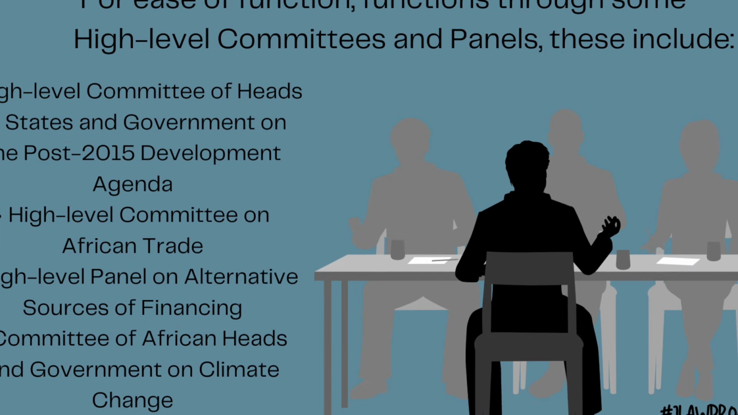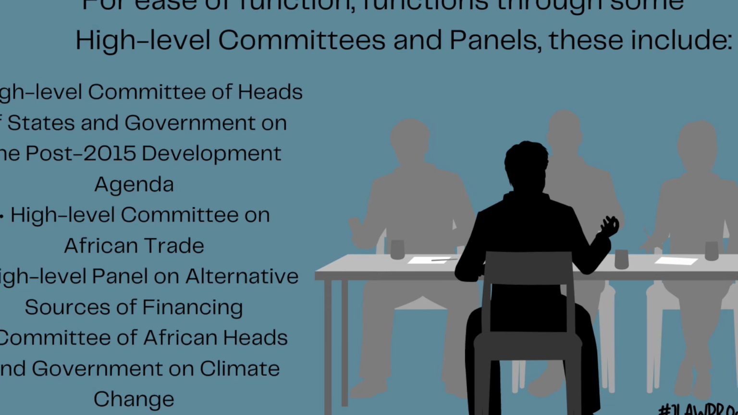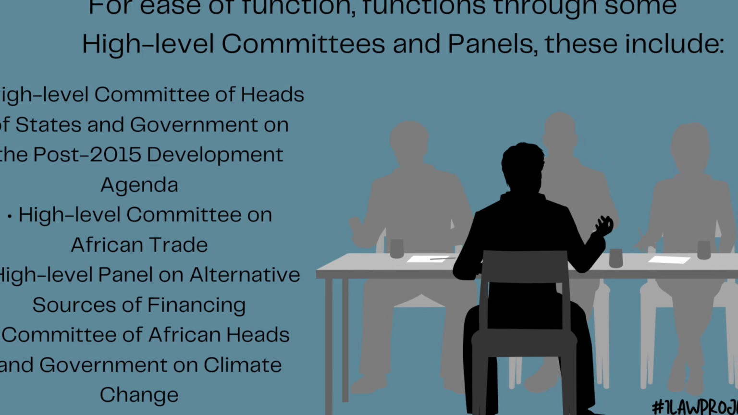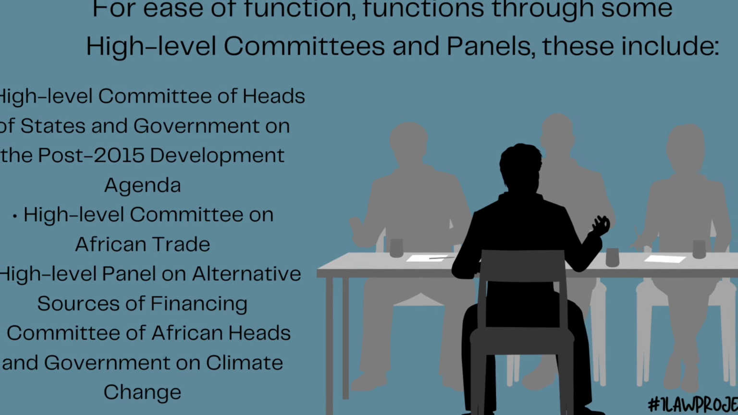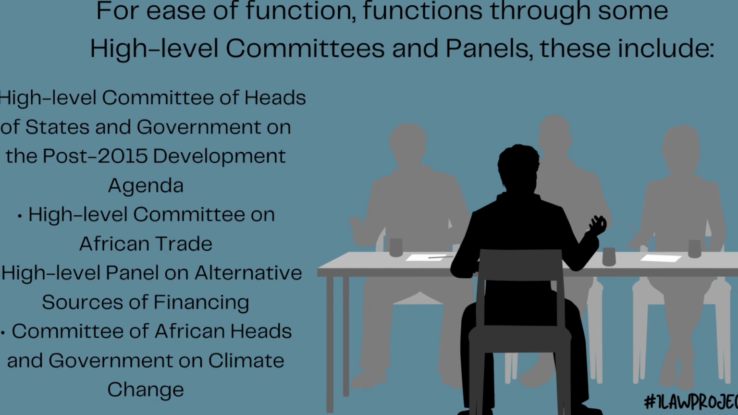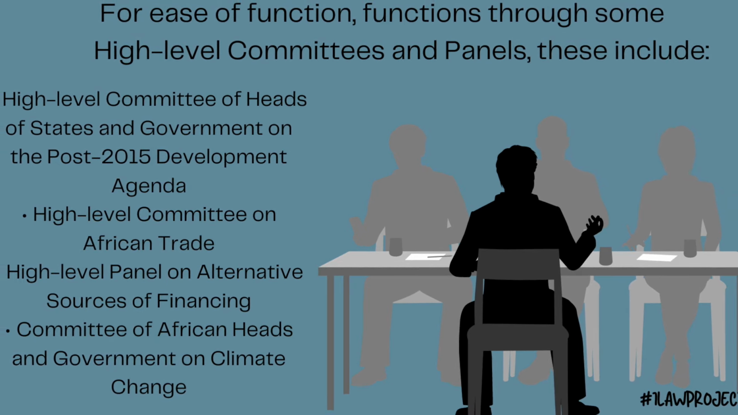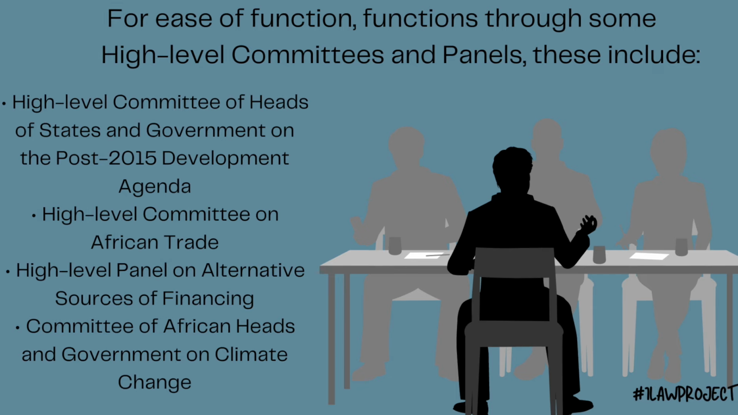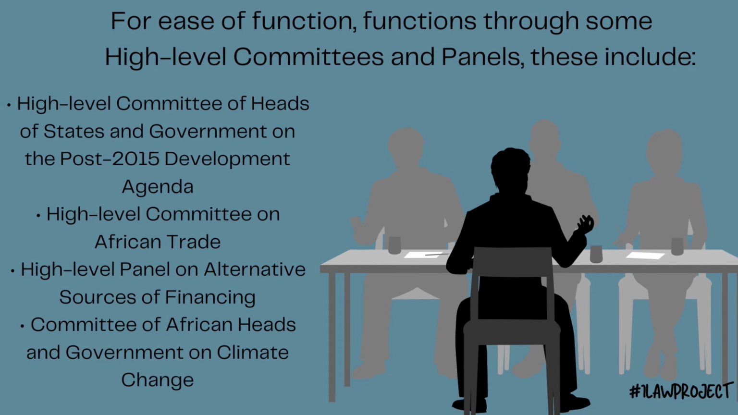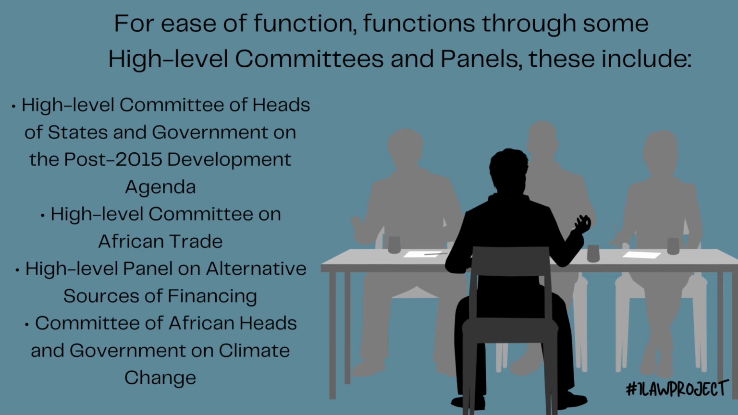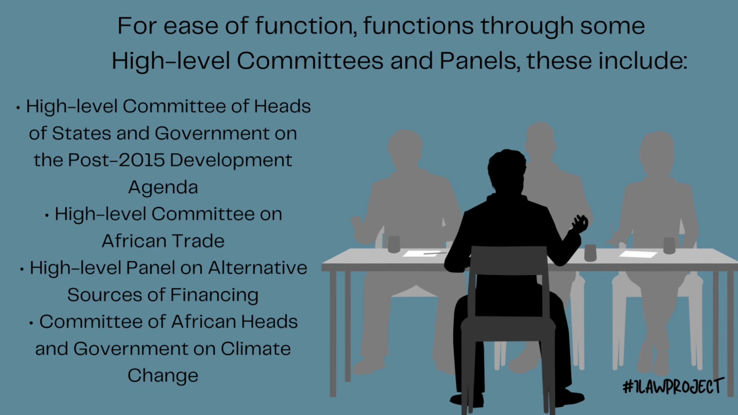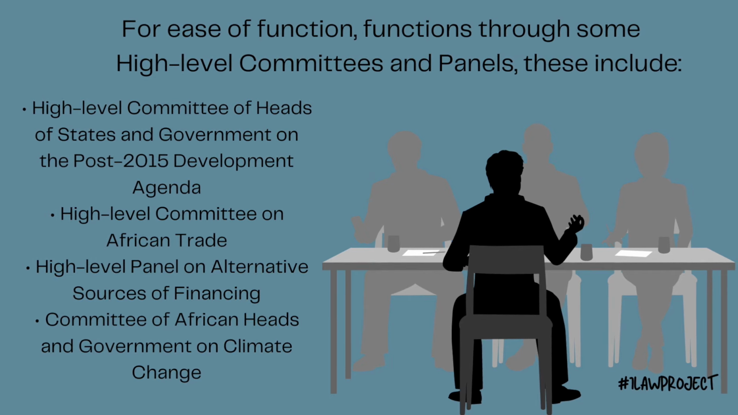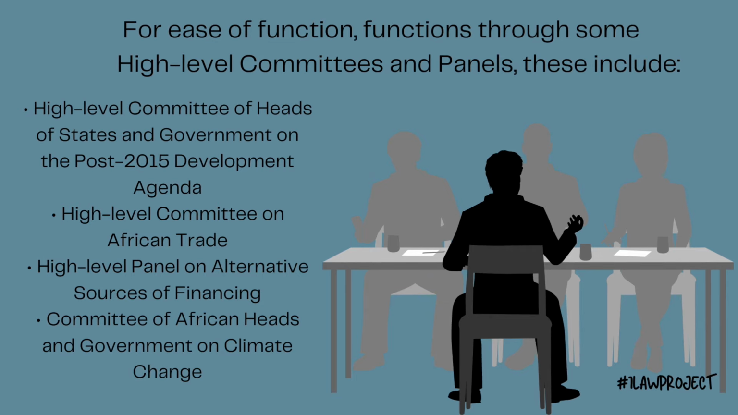In addition to the power to delegate to other organs, the Assembly functions through some high-level committees and panels. These committees and panels provide insights on certain expert and thematic issues. Examples include the High-Level Committee of Heads of State and Government on the post-2015 development agenda. Another example is the High-Level Committee on African Trade. Also, there is the High-Level Panel on Alternative Sources of Financing, and also the Committee of African Heads and Government on Climate Change.